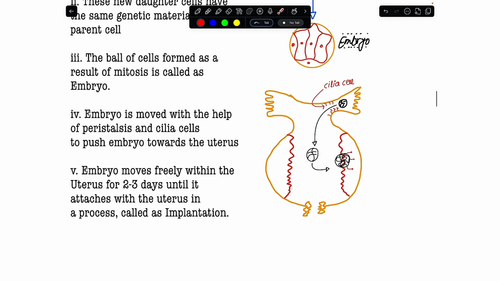And later the embryo that we have formed was moved with the help of the cilia cells, or with the help of the peristalsis movement as well. The embryo is moved toward the uterus. And the embryo, as I said earlier, would float for 2 to 3 days within the uterus, and ultimately it would attach itself within the uterus, and that process is referred to as implantation. What implantation is and why implantation is important, we'll look into in the next lecture.